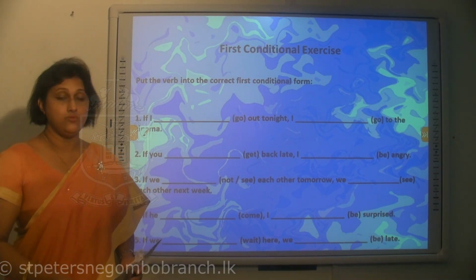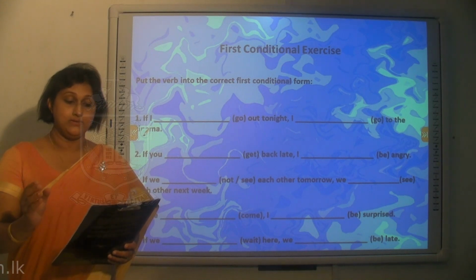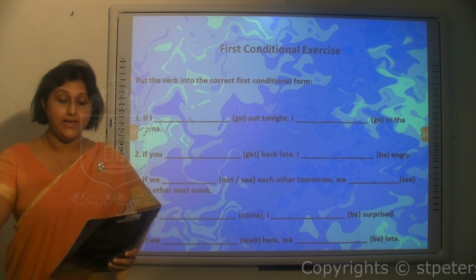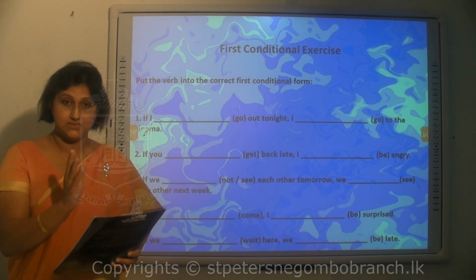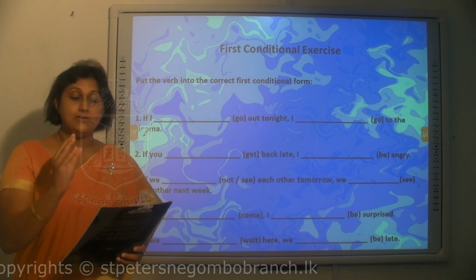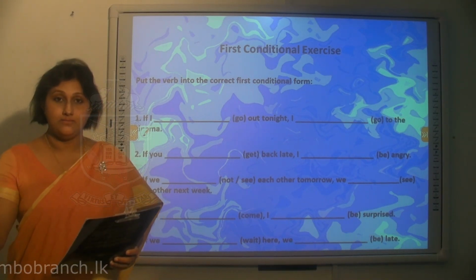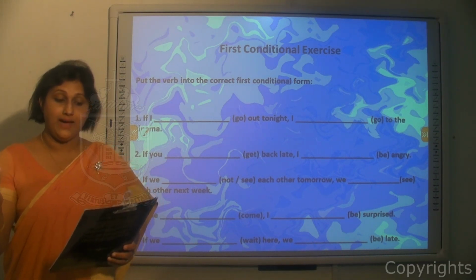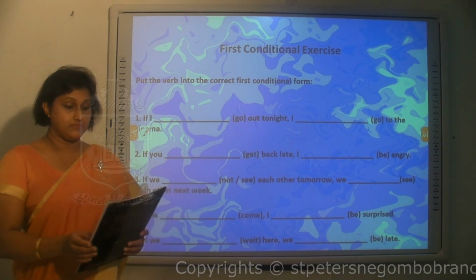Moving on to the second one: if you blank, within brackets get, back late, I blank be angry. The first blank has to be simple present tense. If you get back late, I will be angry. Is that clear? If you get back late, I will be angry.